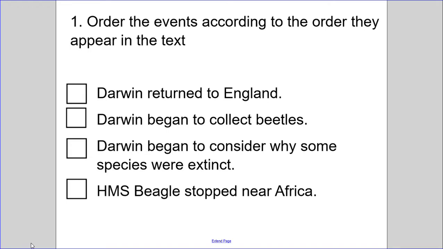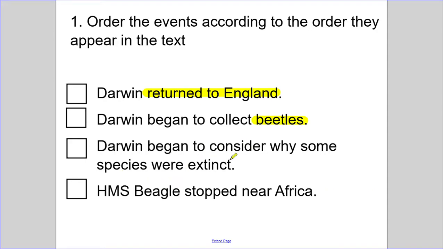So first of all, I'm going to look for my keywords in each question. So, Darwin returned to England. So I think I'm going to highlight there, return to England. Darwin began to collect beetles. So again, I'm probably going to highlight beetles there. Darwin began to consider why some species were extinct.